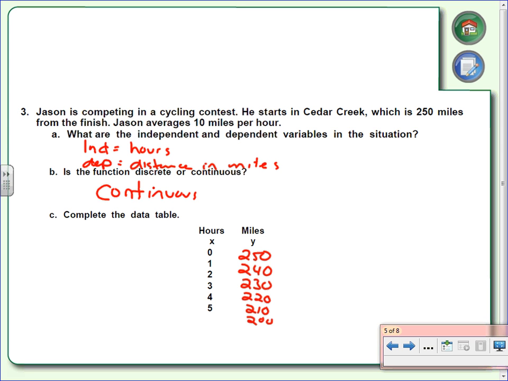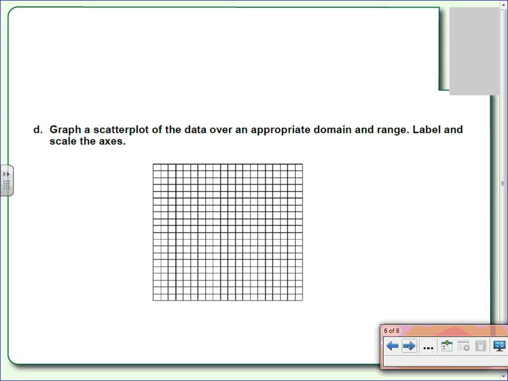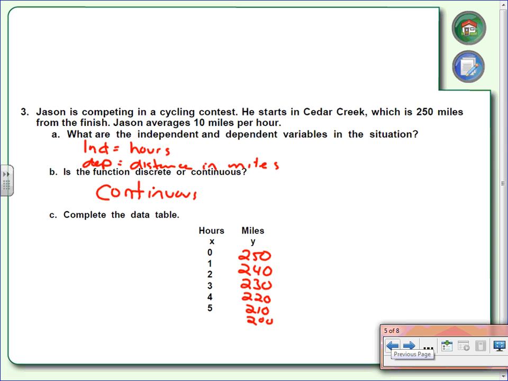All right, so let's take a look at the next page. Last page here, part D. Graph a scatter plot of the data over the appropriate domain and range. So basically, all we're going to do is take this table that we came up with and put it on graph paper, kind of like what we did with number 1.